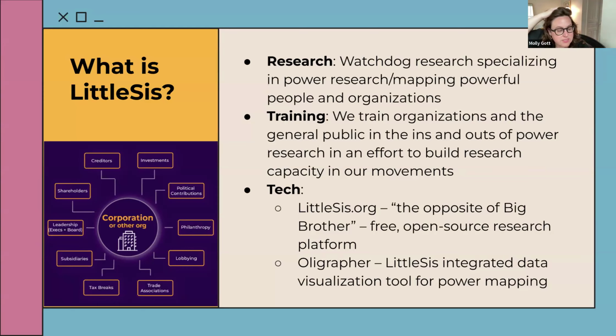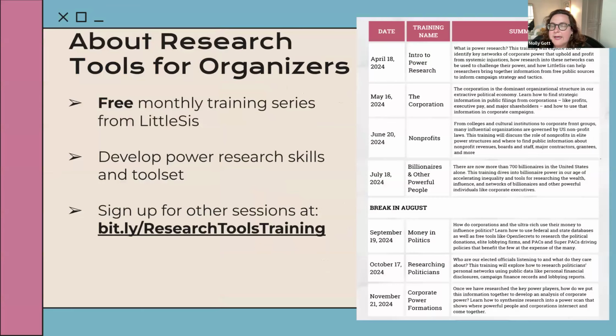And then we also oversee some tech tools. The main one is called littlesis.org. It's a free, open source research platform. We sometimes call it an involuntary Facebook of the 1%. It tracks relationships between powerful people, corporations, and politicians, and also has a mapping tool called Oligrapher, take your pronunciation, that lets you map power networks between powerful people, organizations, and corporations. So people should check out the website if you haven't.